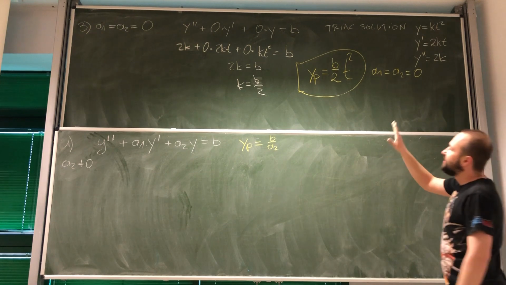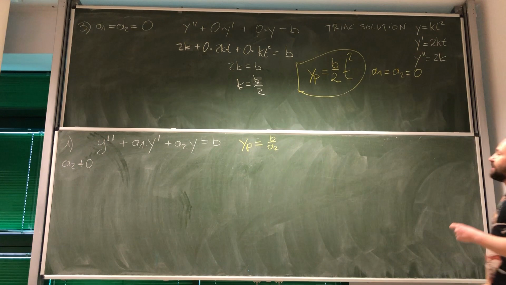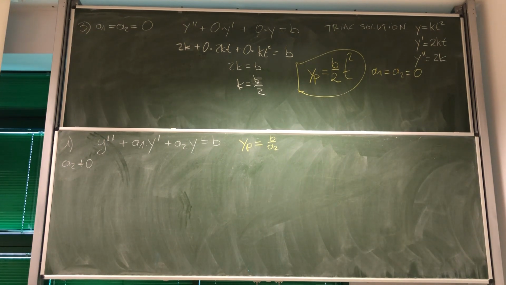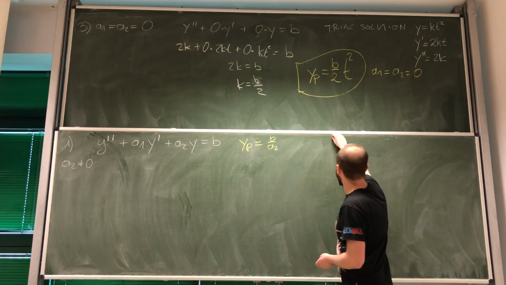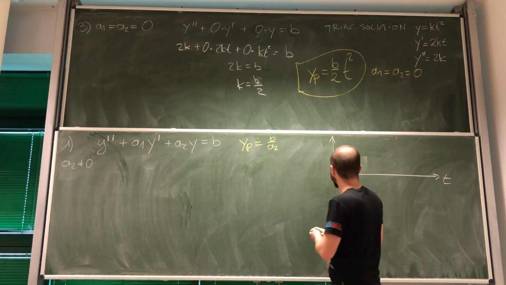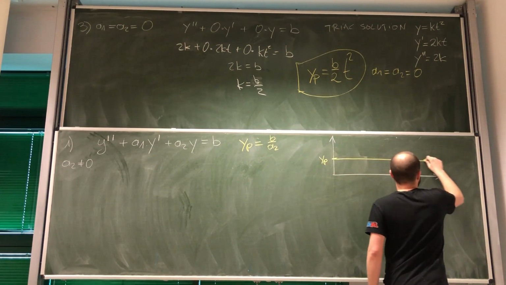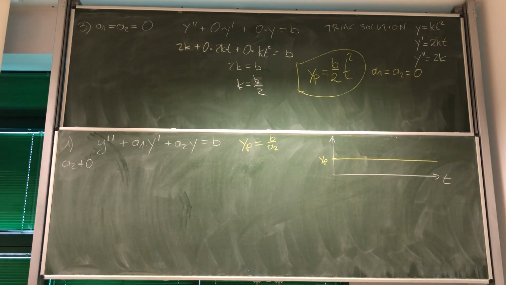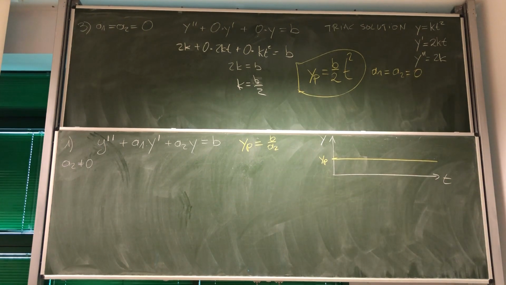So it means that the value of y over time is not changing. If I would like to draw this case for you, it would look something like this. Here is time, here is yp, and yp is not changing. It's simply always equal to the same value, b over a2.